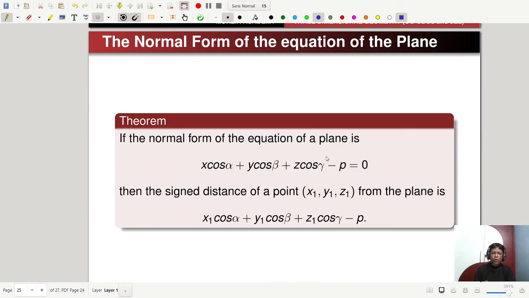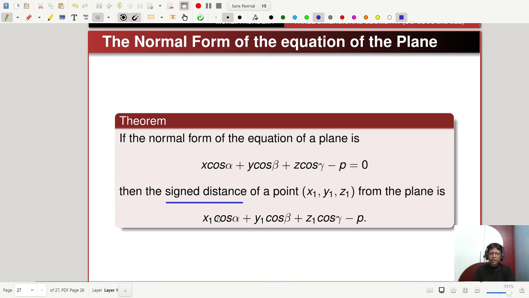And what is the signed distance? It is stated in the theorem. If you know the normal form, then the signed distance of a point x1, y1, z1 is given by substituting the point in the equation of the plane. So this is the signed distance: x1 cos alpha plus y1 cos beta plus z1 cos gamma minus p. This is the signed distance of the point from the plane.